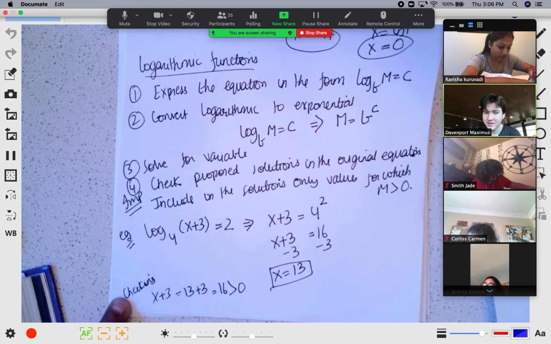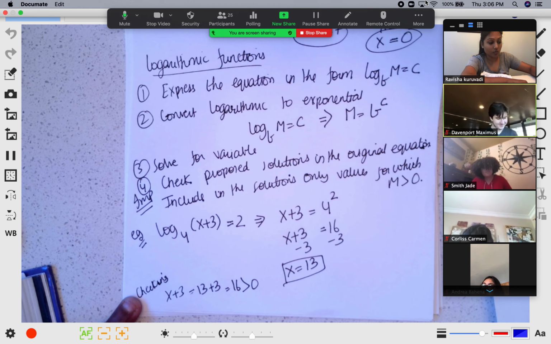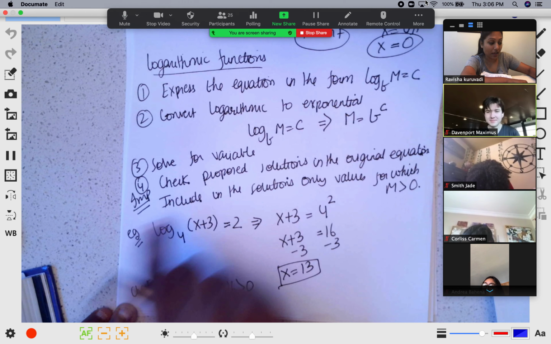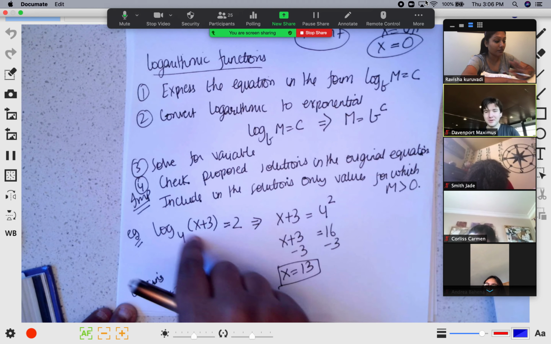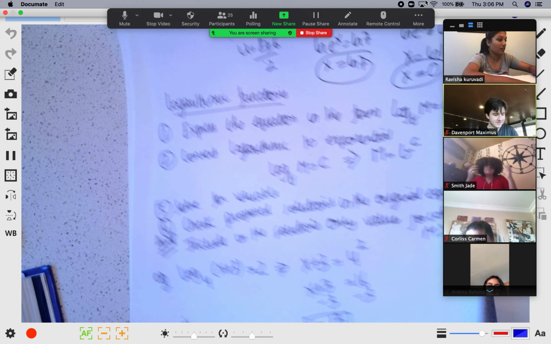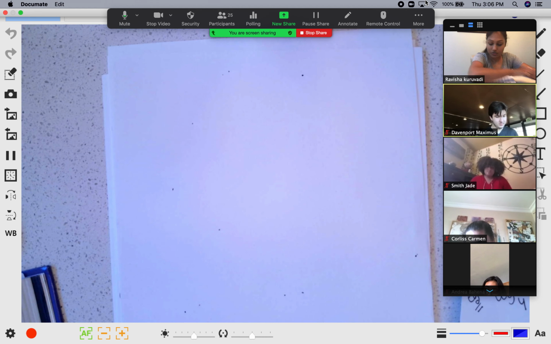So as long as the answer is positive, it's correct? Yes, exactly. Only your m should be positive. I don't care about anything else, but your m here should be positive. If it's negative, it's not your solution. If it's positive, that's your solution. Really good, Maximus. Okay, let's do one more problem here.